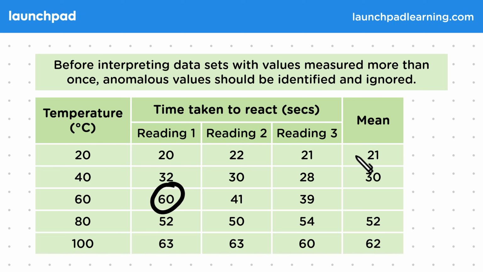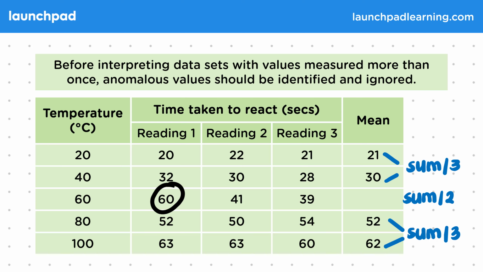So then when calculating the mean, what we're going to do is add up these values and divide by 3. For the bottom two rows, we also do the sum divided by 3 because we have 3 readings to calculate the mean. However, for this row, we're going to do the sum divided by 2 because we have an anomaly and are unable to take another reading to replace it. So the sum of these two values divided by 2 is 40.